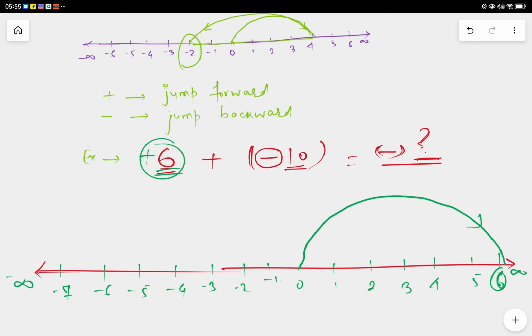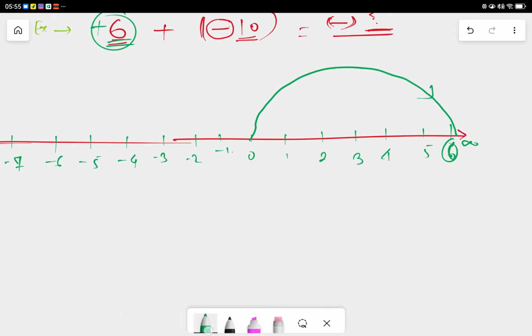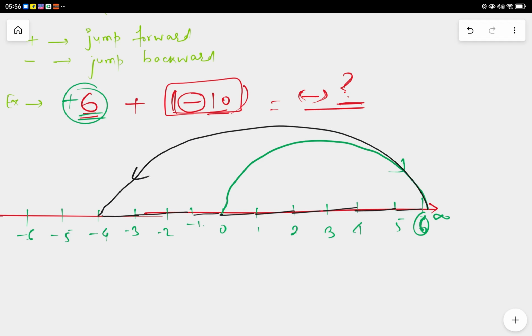Okay, now we will be jumping backwards. Why? Because you have to jump 10 units backwards. So 1, 2, 3, 4, 5, 6, 7, 8, 9, 10. We have to jump 10 units backwards and we landed at -4. So the answer is -4.